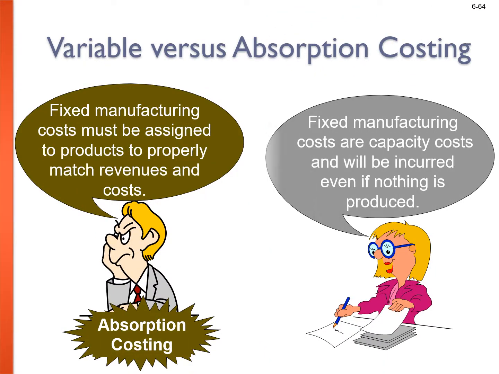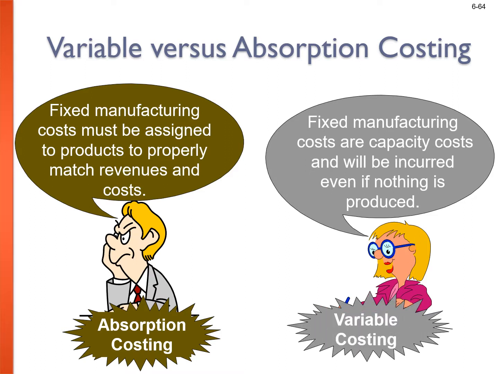Fixed manufacturing costs must be assigned to products to properly match revenues and expenses, and that's why we are required to use absorption costing. Under variable costing, fixed manufacturing costs are capacity costs and will be incurred even if nothing is produced. So we really need to understand the difference between variable and absorption costing and how we can reconcile the two. And please keep this in mind about the requirements of absorption costing.